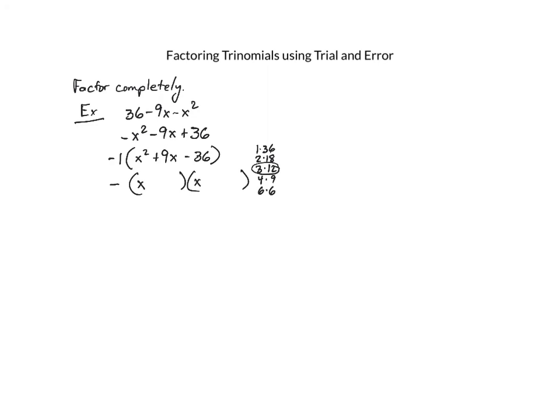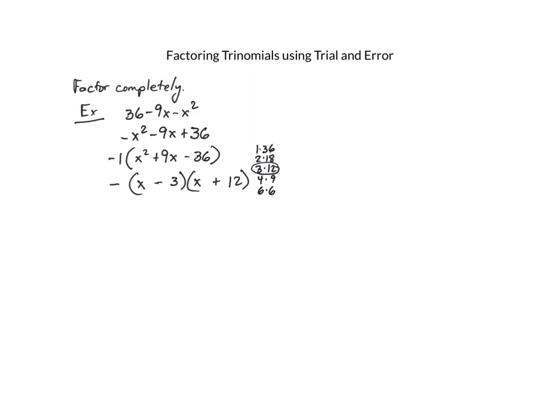If we pop in the 3 and the 12, we would have a 12x on the outside and a 3x on the inside. Notice I need a positive 9 in the middle. So I'm going to put the plus on the 12 and the minus on the 3. And this problem is complete. Let me just mention that there is nothing wrong with actually factoring the trinomial in this order. I just don't want to, so I did it this way.